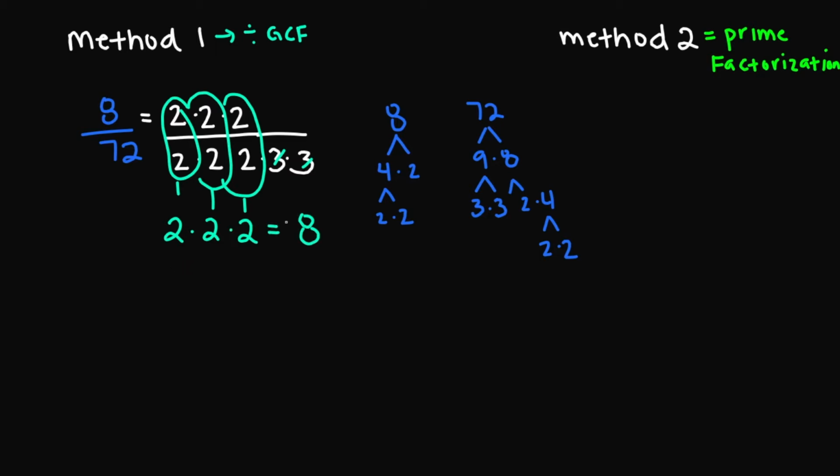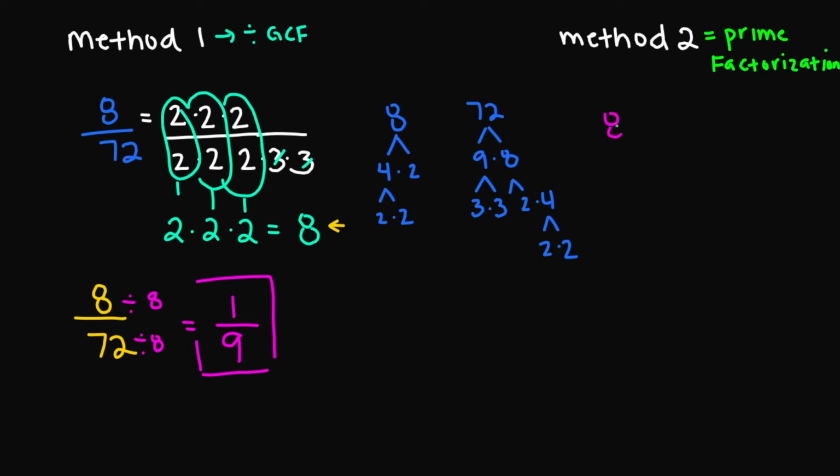Since my GCF is 8, I am going to divide top and bottom by my GCF so that we can simplify our fraction. 8 divided by 8, and then we have 72 divided by 8. So my numerator, 8 divided by 8 is 1, and then 72 divided by 8 is going to equal 9. So if you were to simplify your fraction, that's going to be 1 over 9.